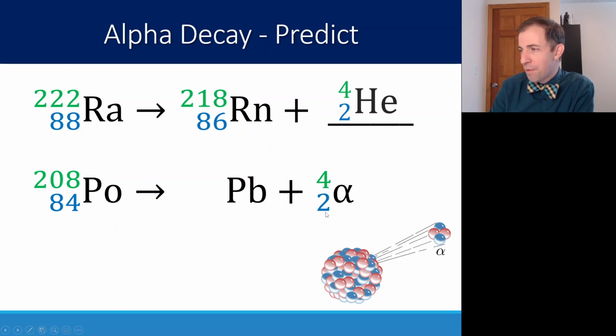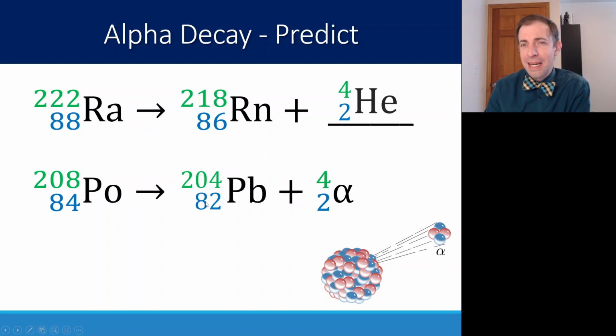So here I've got that 4, 2. I started with 208, which means that's going to go down to 204, and 84 turns into 82, and that is an element of lead. If you weren't given what that element is, you could still figure it out as long as you have a periodic table and can look up what 82 is. So find 82 on the periodic table, and you'll find that that is lead. Lead has an atomic number of 82.